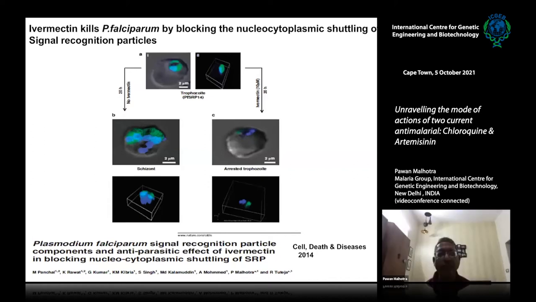blocks particular components, proteins. If you see this, one of the proteins which we have used, SRP14, we have shown here that normally this protein is present in both cytoplasm and nucleus, so there's a shuttling. But what this drug does in the parasite, it blocks the shuttling of proteins which constitute the signal recognition particle. So this was the mechanism we published. And we feel that a similar mechanism exists in the case of viruses also, and in the case of bacteria also.